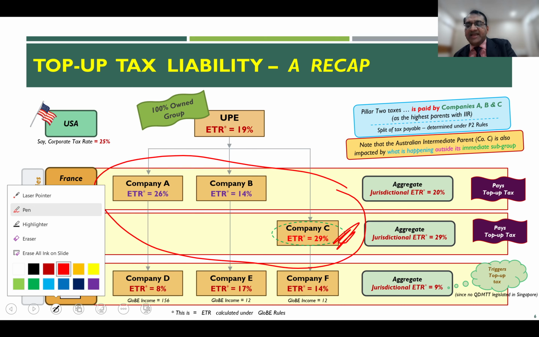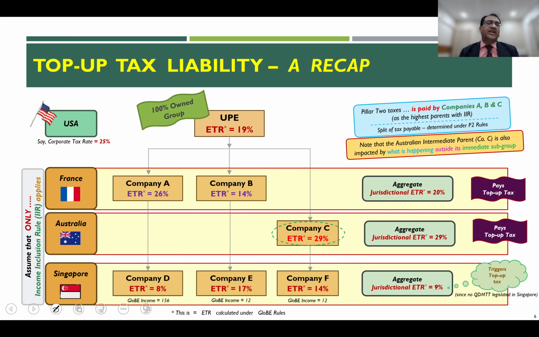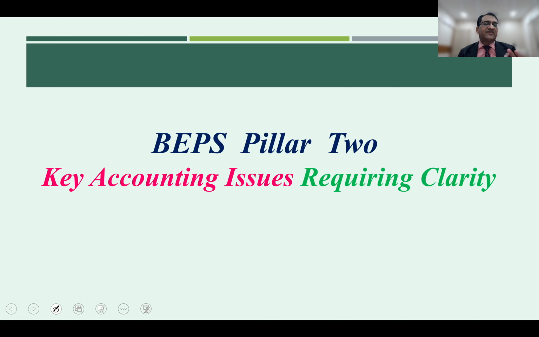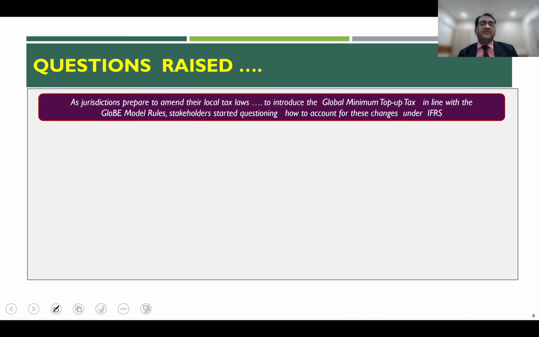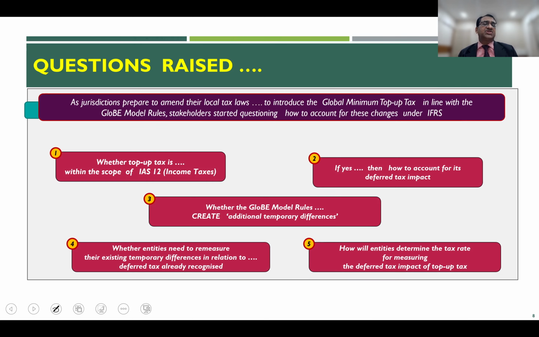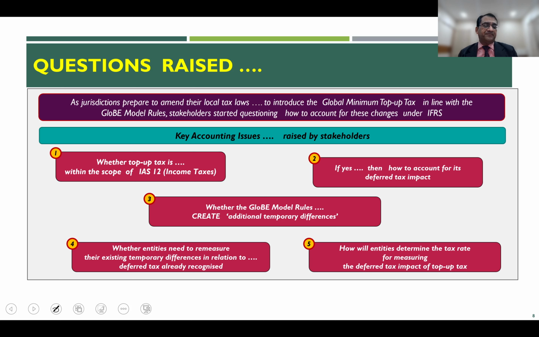Now, this is the background in terms of how the top-up tax works. Now, how does it impact accounting? Let us first look at what accounting issues have arisen on account of these BEPS Pillar Two rules, and therefore required clarity. In essence, as jurisdictions start preparing and legislating the Pillar Two rules, a lot of accounting questions start coming in.